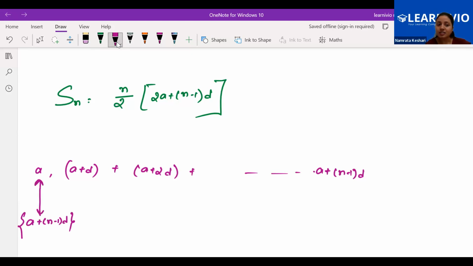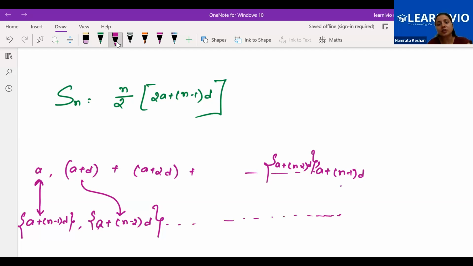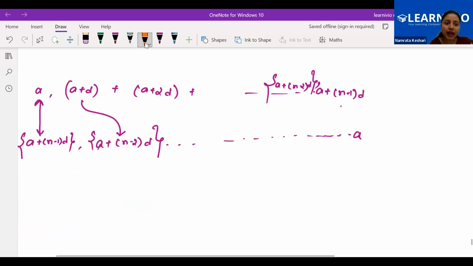Okay, then the next term will be, before that, there must be a term a plus n minus 2 into d. Yes or no, Harshit? Yes, ma'am. So we will be adding this one with a plus n minus 2 into d. Okay, and like this we will continue, and the last term will be a, because we are just reversing the sequence. Now, when you add these two, Harshit, what are you going to get?